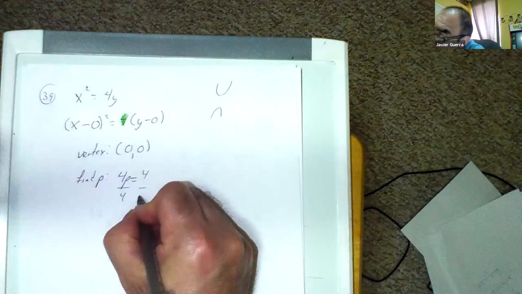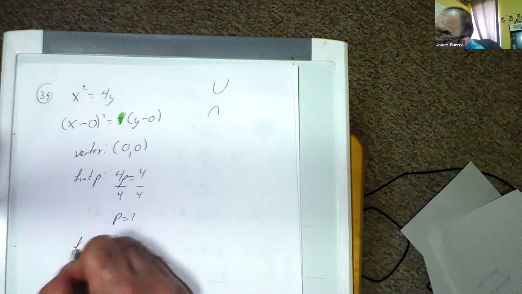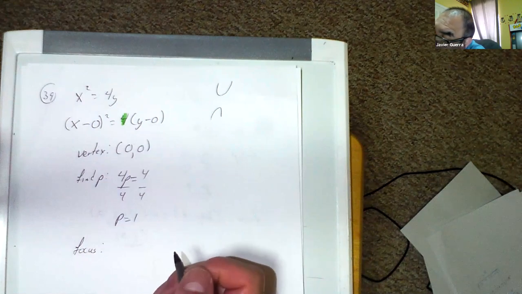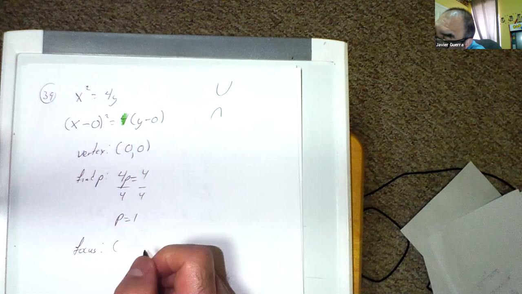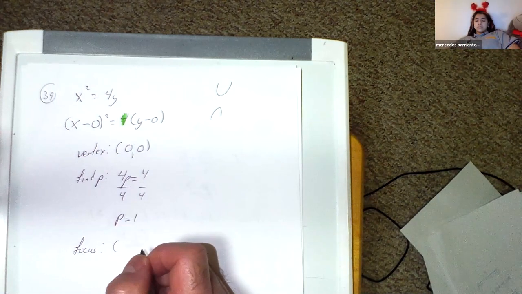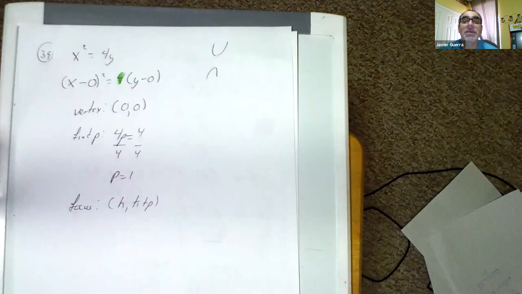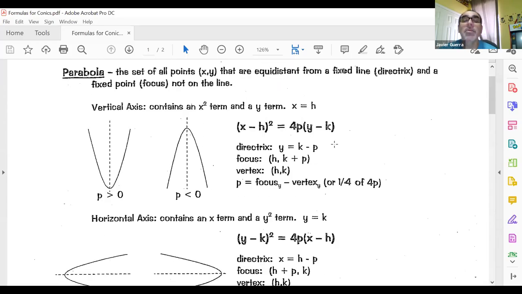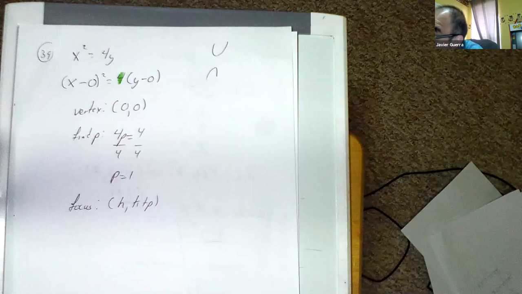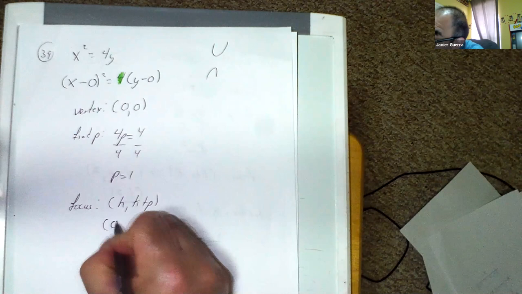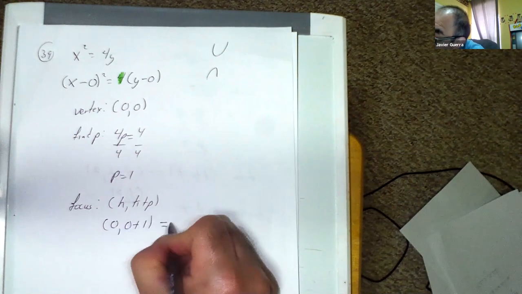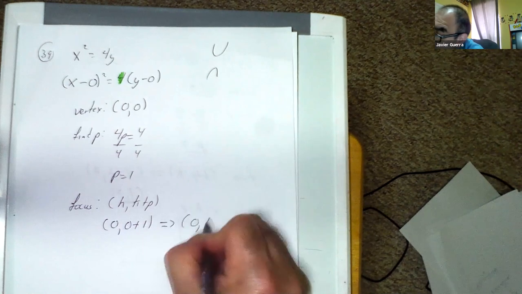Okay. Focus. Is it h plus p comma k, or is it h comma k plus p? H comma k plus p. All right, it's not that I don't trust you, ma'am, I just want to double check. Let me see. Mm-hmm, you are correct. Double checking. 0, 0 plus 1 gives 0, 1. Cool. And I need the directrix.